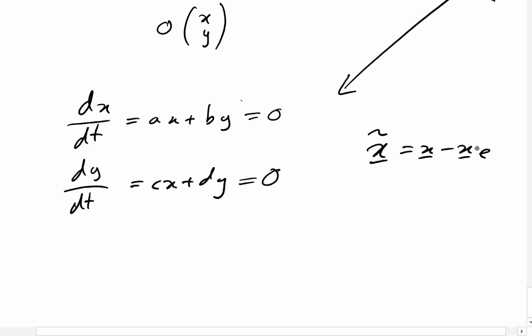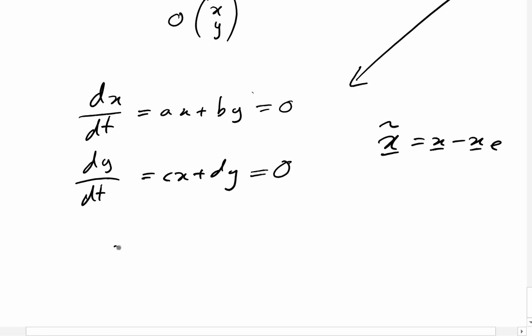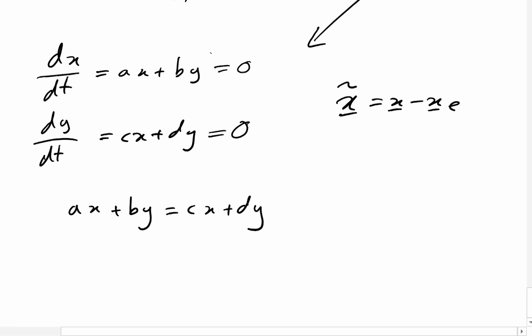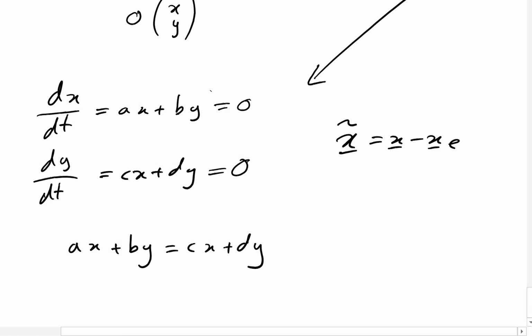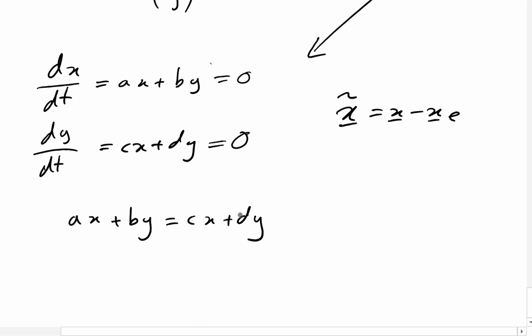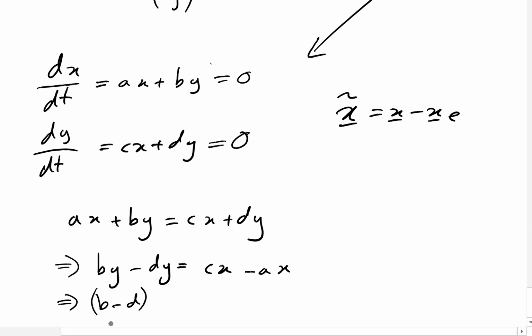Now if I just rearrange this, I can set these two things equal to each other: ax plus by equals cx plus dy. I'm just showing you the basics behind it. I'm finding the equilibrium points by setting these two things equal to 0, so I can set them equal to each other. I'll do a bit of rearranging. I'm going to move all the y's to this side: by minus dy is equal to cx minus ax, all the x's on this side. With a bit of factoring, I end up with b minus d times y equals c minus a times x.